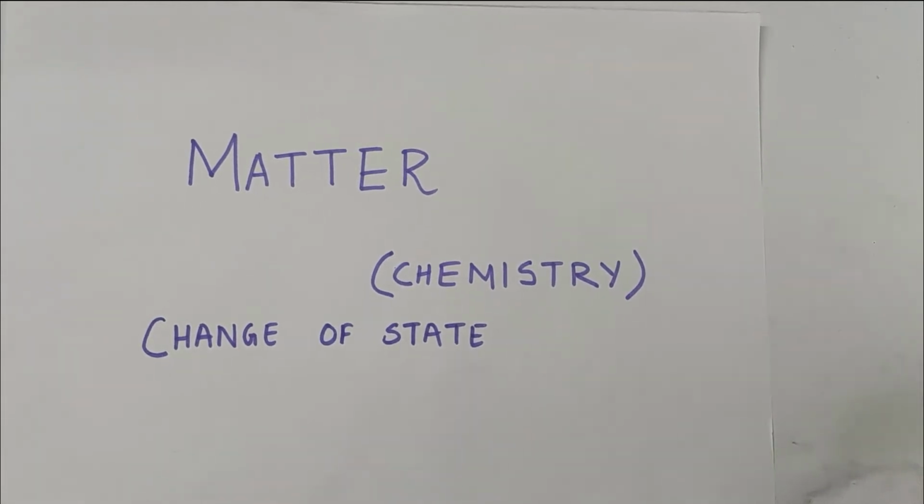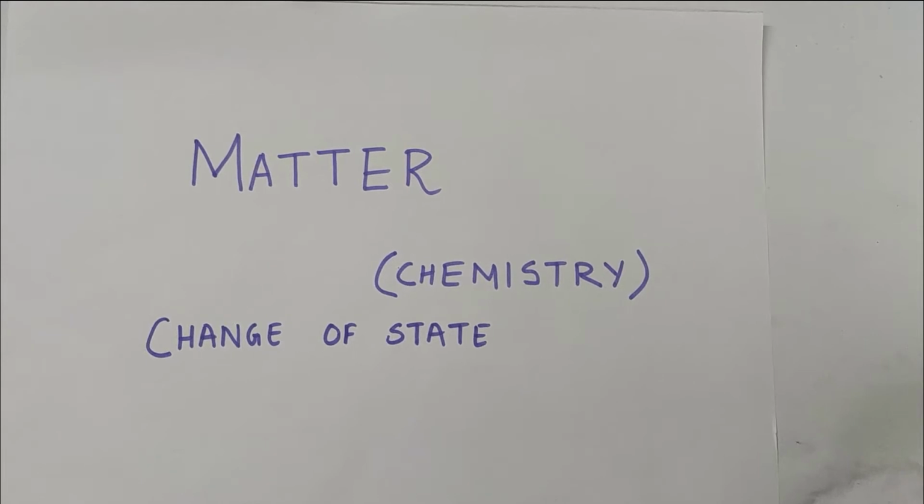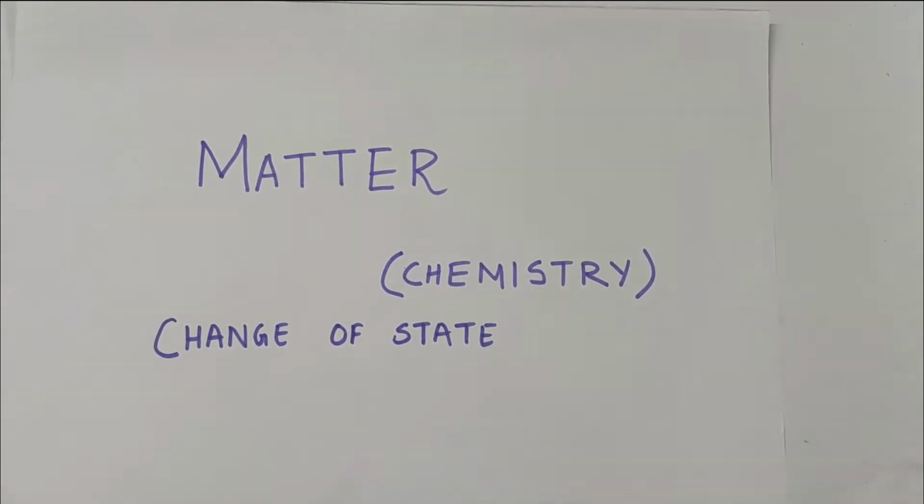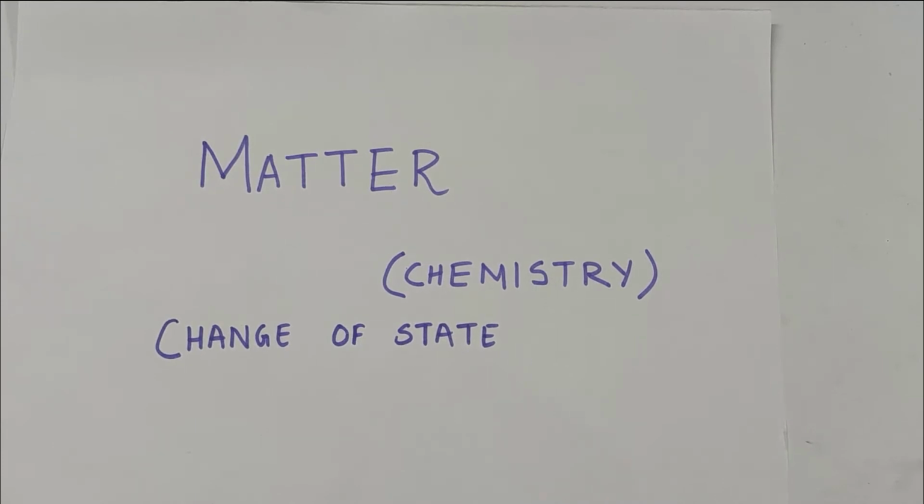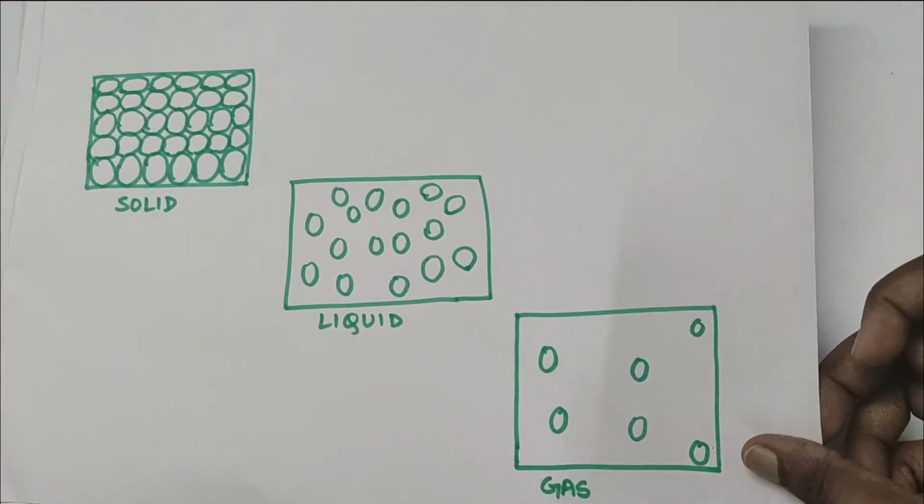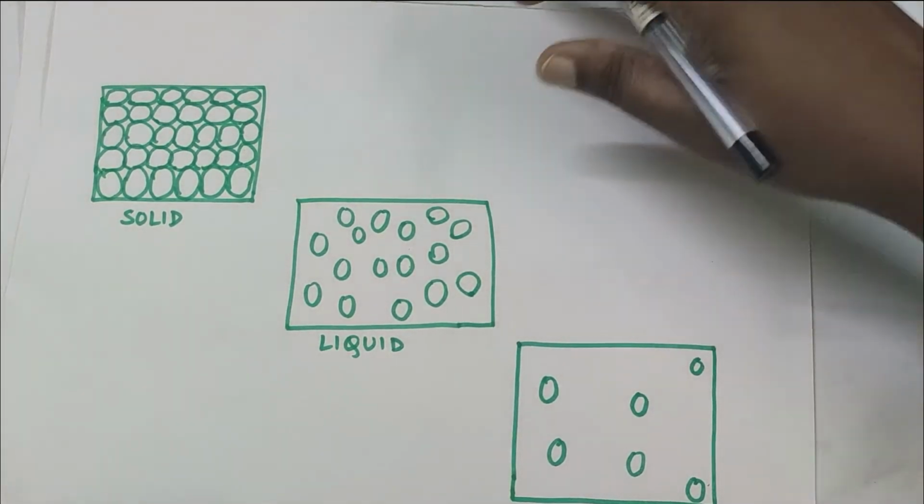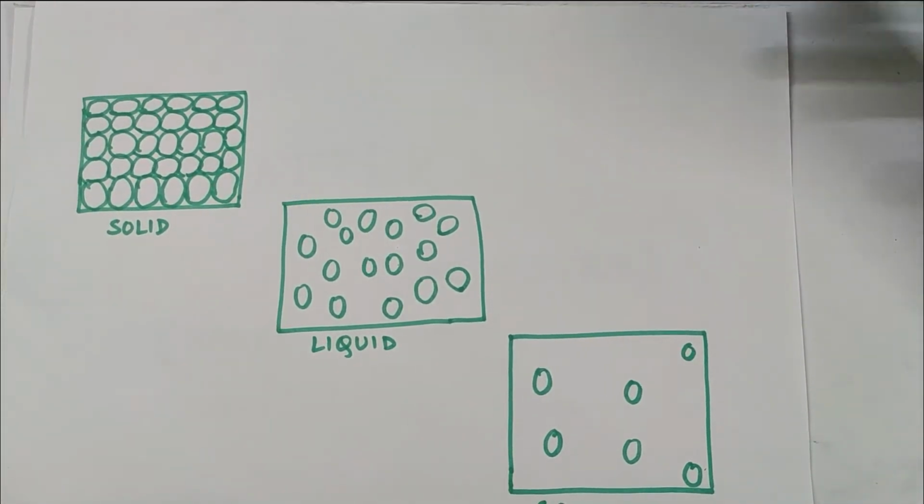Hello students, today we are going to do the second part of the first chapter, matter in chemistry, that is the change of state. I'll quickly recap some points which we need to know for this module as well. If you remember, last time we discussed the three states of matter: solid, liquid and gases.